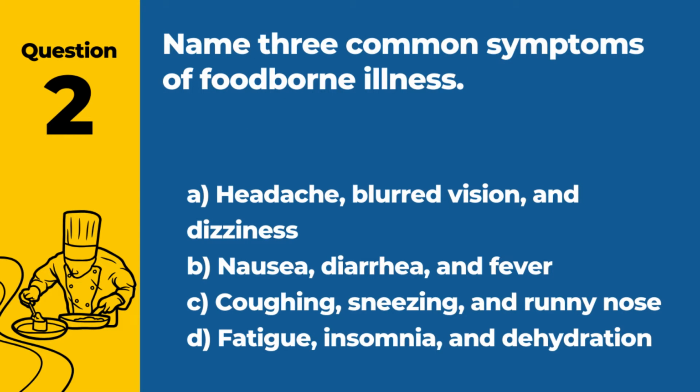Question 2. Name 3 common symptoms of foodborne illness. A. Headache, blurred vision, and dizziness. B. Nausea, diarrhea, and fever. C. Coughing, sneezing, and runny nose. D. Fatigue, insomnia, and dehydration. Answer: B. Nausea, diarrhea, and fever. Common symptoms of foodborne illness include nausea, diarrhea, and fever.